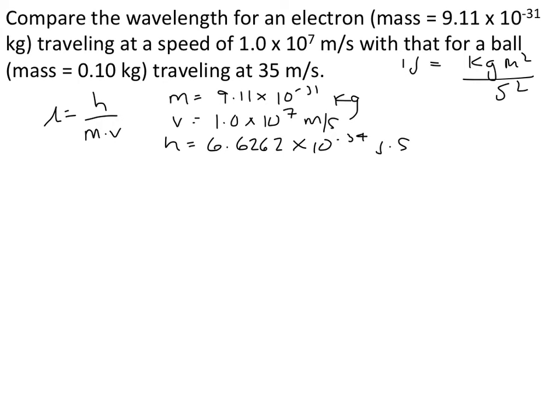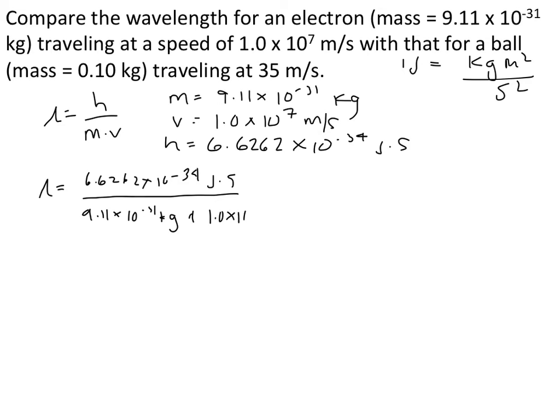So we can go ahead and plug everything in to the equation on the left-hand side. So our wavelength is going to be equal to 6.6262 times 10 to the negative 34th joules times seconds divided by 9.11 times 10 to the negative 31 kilograms times 1.0 times 10 to the 7th meters per second. Okay, if we plug this into our calculator, we end up with 7.27 times 10 to the negative 11.